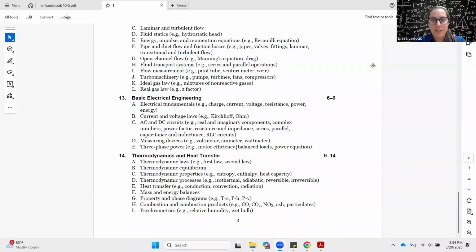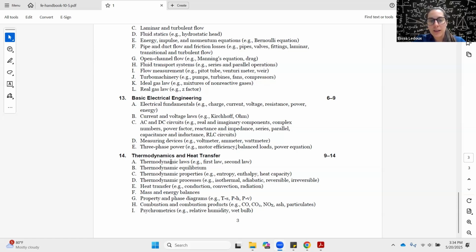The last section on the other disciplines FE is thermodynamics and heat transfer. So you will have 9 to 14 questions on this. It will feel like a lot. From what I've heard from people, there is kind of a lot. So this will focus more on thermo and a little bit on heat transfer.